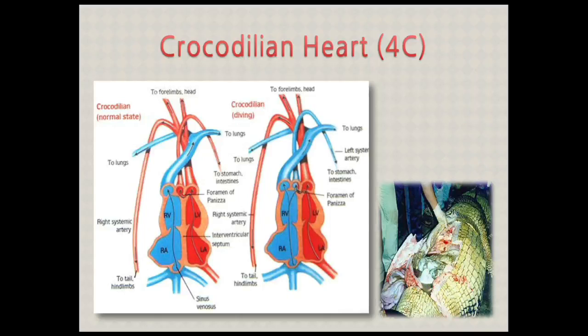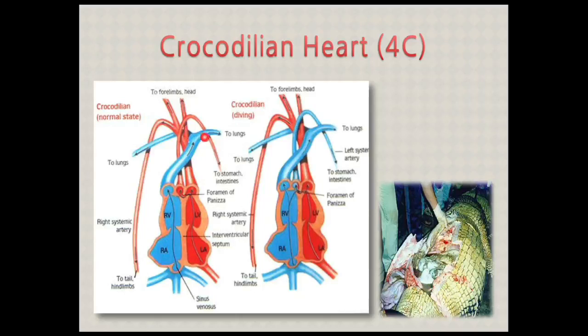So there can be little mixing over here, as this is a partial septum in the case of reptiles, but in case of crocodile we have got a true septum over here. So there is no mixing in this particular case. So the stream is kept separate and the blood reaches into the right ventricle. Now from the right ventricle it is going into the pulmonary arch.